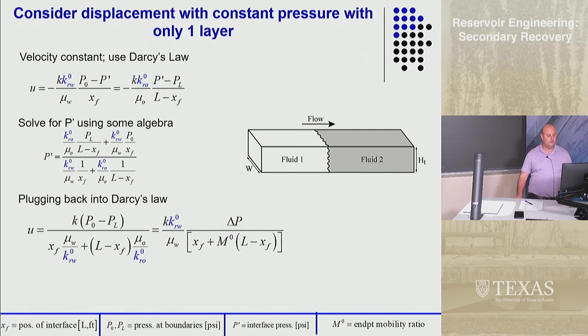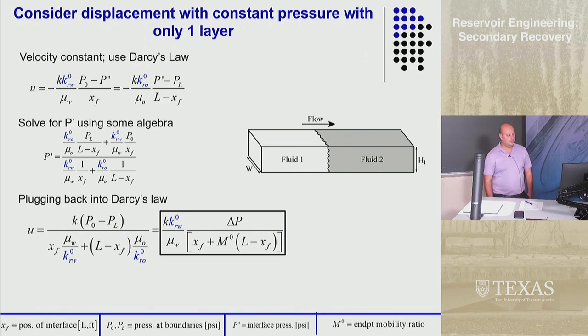You could plug P prime back into either one of these equations. Okay, if you plug that back into Darcy's law, what you get is an equation like this. Okay, or if we write it in terms of the endpoint mobility ratio, you get this final equation over here. Okay, so this is the velocity versus pressure gradient. Now, if XF were 0, then it's all fluid 2, and then you get Darcy's law for the oil phase. If XF is equal to L, then it's all fluid 1, and it simplifies. But if it's something in between, it's something in between.